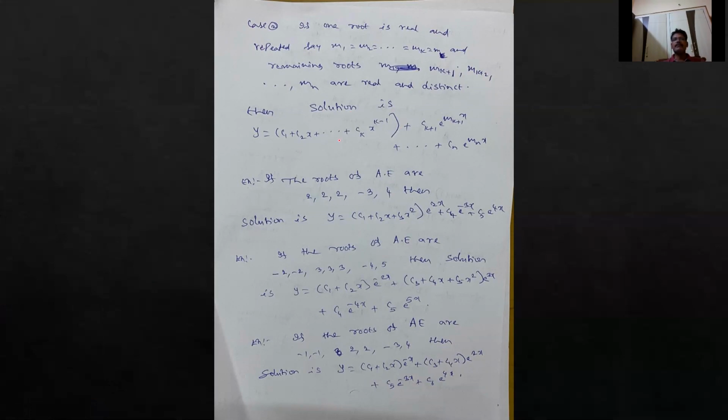You can write here c1 plus c2x up to ck x power k minus 1, e power mx, and c(k+1) e power m(k+1)x and so on, cn e power mnx.